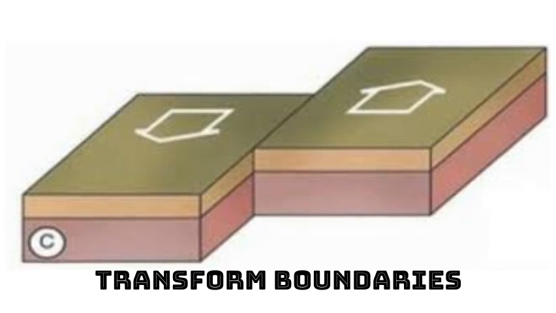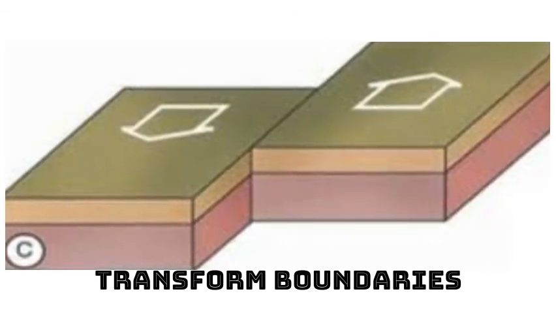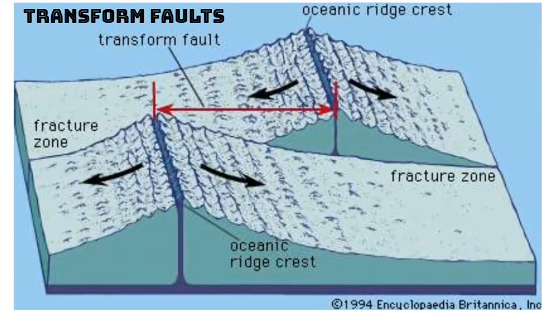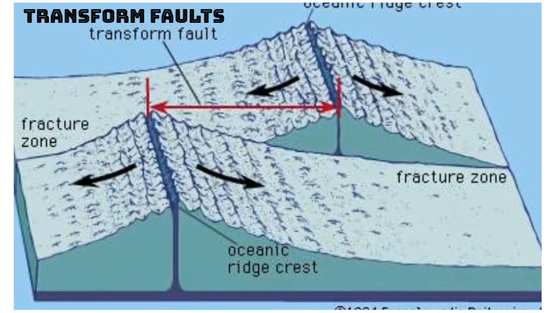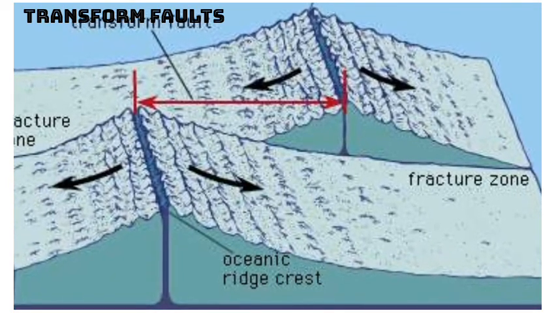Transform plate boundaries are when the plates slide past each other without damaging or producing crust. They are most commonly found on the ocean floor. Transform faults are part of fractures that cause the oceanic crust to be transported to deep ocean trenches.